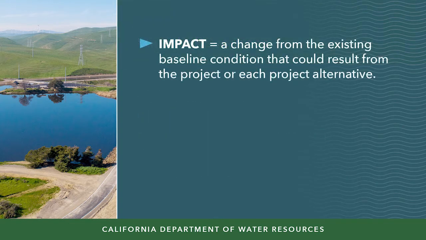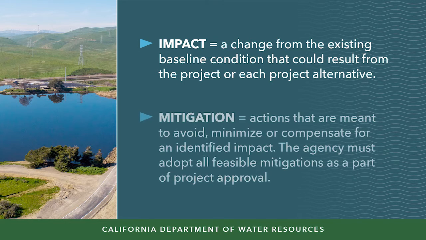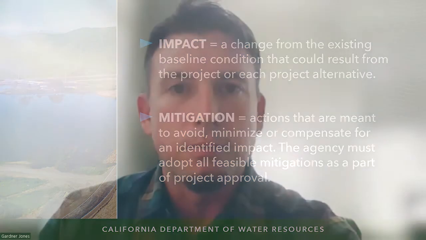A potential impact refers to a change from the existing baseline condition that could result from the project or each project alternative. Mitigation refers to actions that are meant to avoid, minimize, or compensate for an identified impact. The agency must adopt all feasible mitigations as a part of project approval.